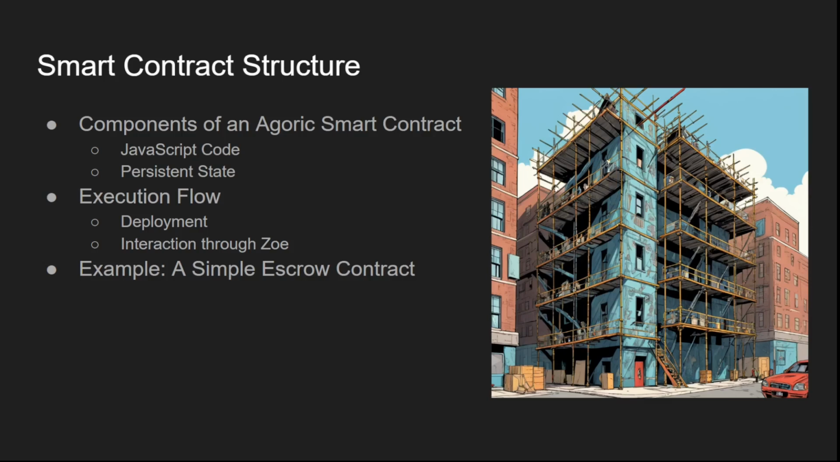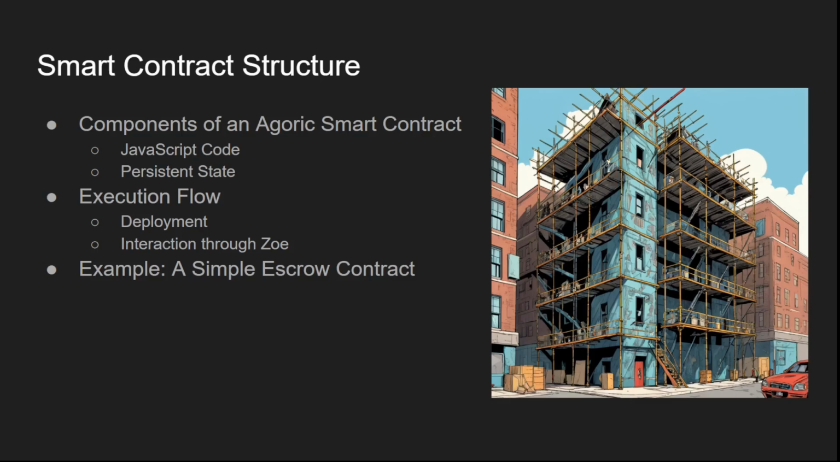The typical execution flow of an Agoric smart contract involves two main phases: deployment and interaction. Deployment is the process of uploading the smart contract to the Agoric platform. When deploying a contract, developers use the Zoe service, which handles the secure and reliable deployment of smart contracts. And the contract's initial state is also set during this deployment phase.